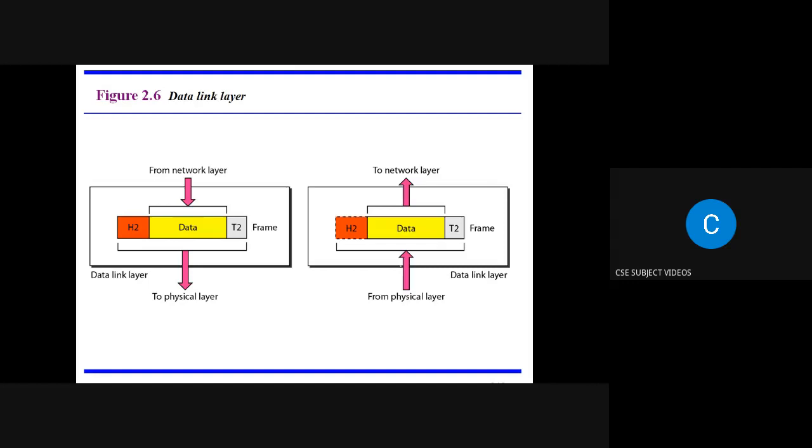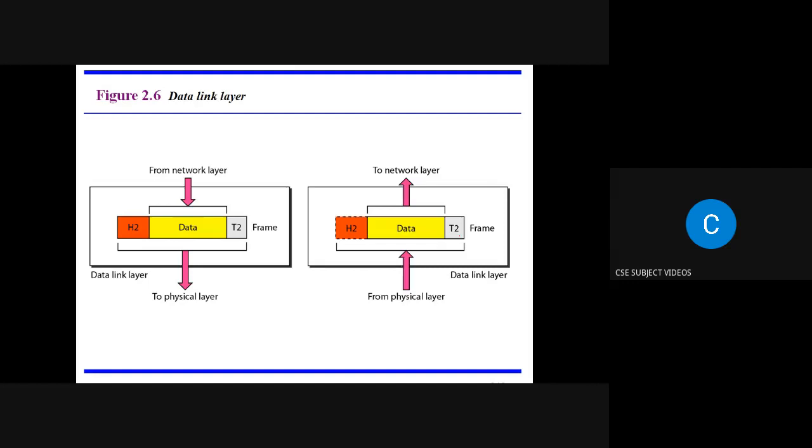The error control and flow control mechanisms are implemented at the data link layer. And access control is also implemented at this layer. It means when two or more devices communicate on the same link, the data link layer has the responsibility to determine which device has control over the link at a given time.